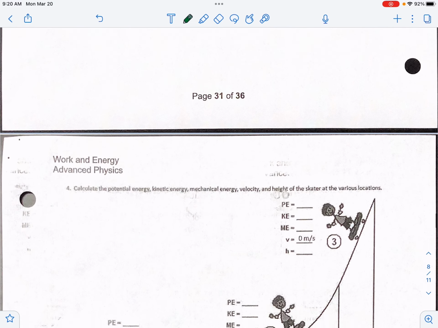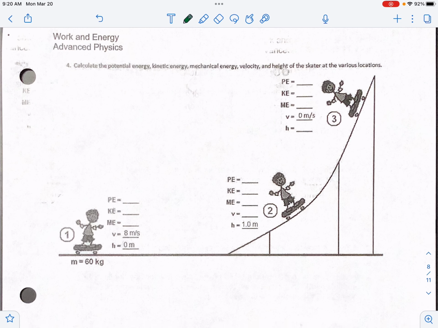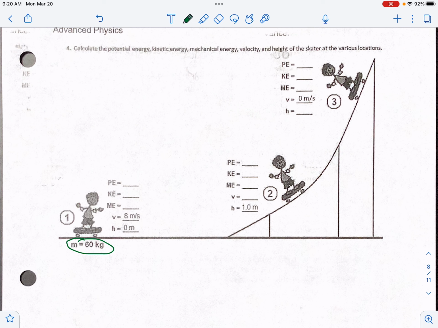Okay, let's move on to the next page. This one's actually got a little more calculation involved. Calculate the potential energy, kinetic energy, mechanical energy, velocity, and height of the skater at various locations. So we've got a lot of things going on here. First, they told us the mass of the skater, which is 60 kilograms. So let's figure out what we can do. At point 1, we'll see what we can fill out.